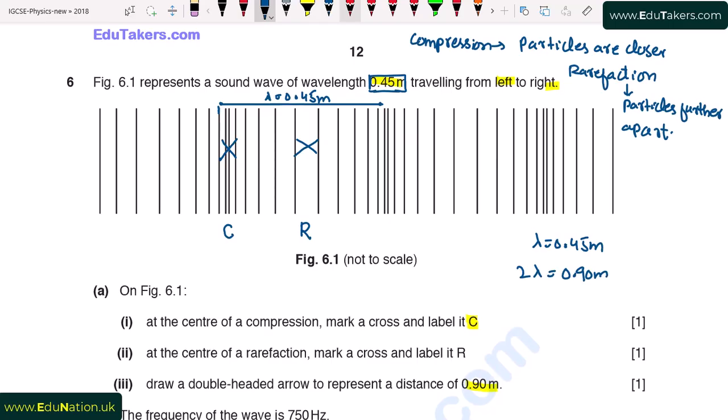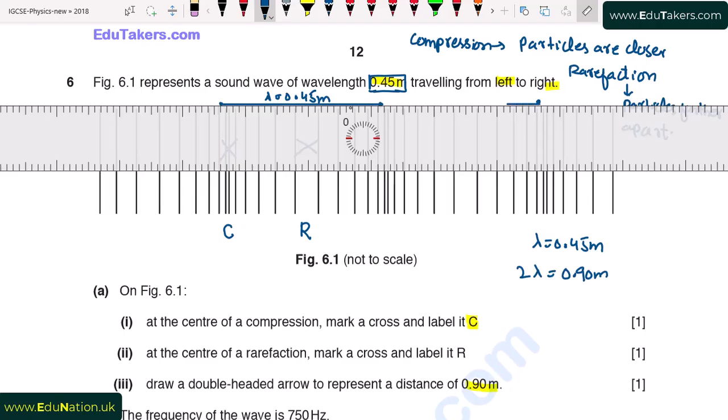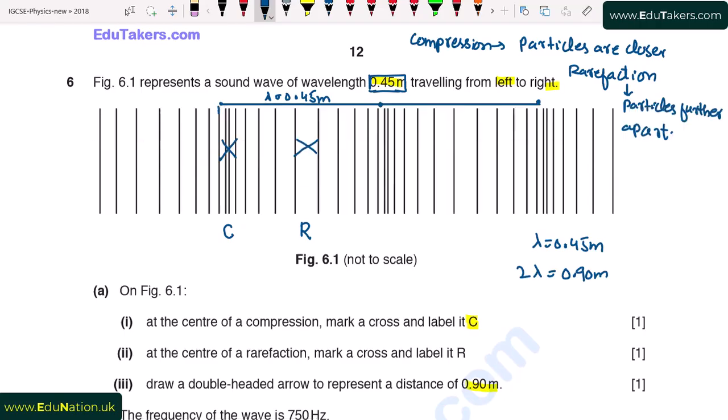So I again consider this compression and the next compression starts from this point. So this distance is basically equal to 0.90 meter. And we have to label this with a double arrow. Now I erase this one and I write here that this distance is 0.90 meter.